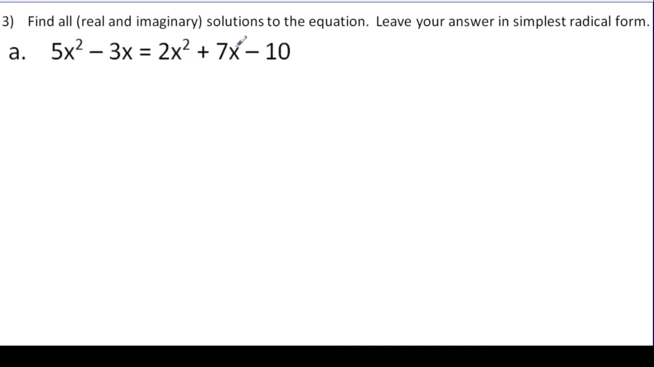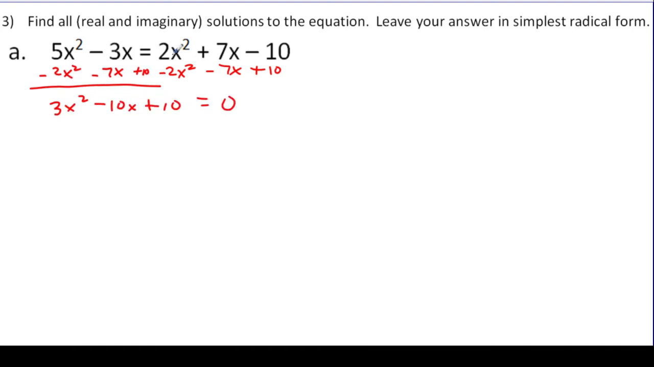So I'm going to take all this stuff on the right, and I'm going to subtract it over. So it's -2x squared. Well, that goes with 5x squared. Minus 7x goes with -3x. And when I add 10, I just got to add that onto the end over here because I have nothing to connect it to. Okay, so this is 3x squared minus 10x plus 10 equals, all of the stuff on the right will cancel, so I'm going to use a 0.